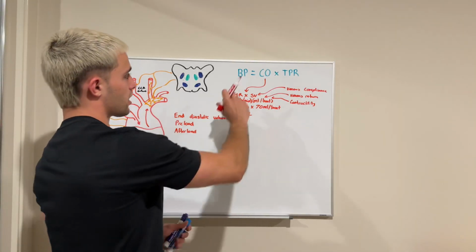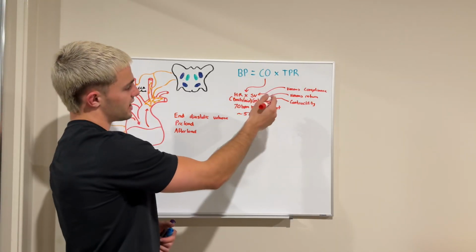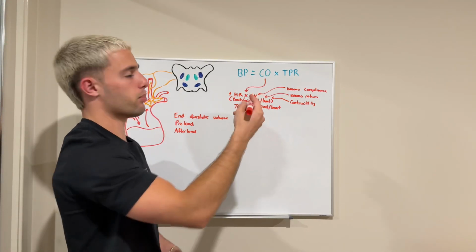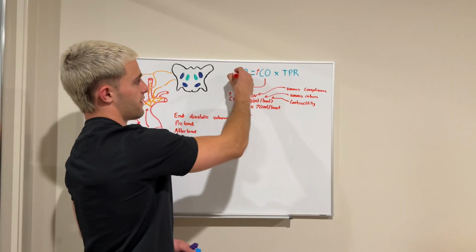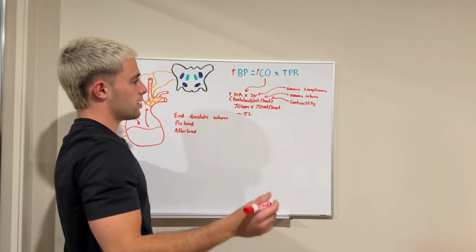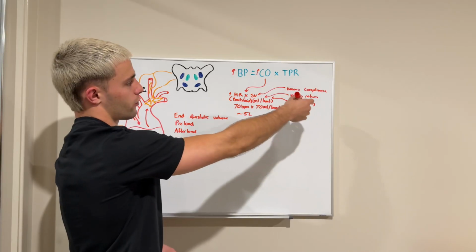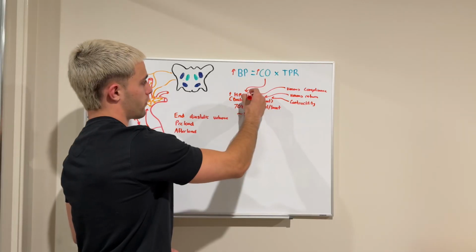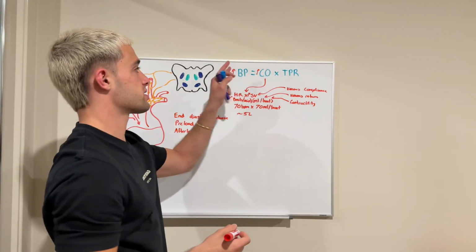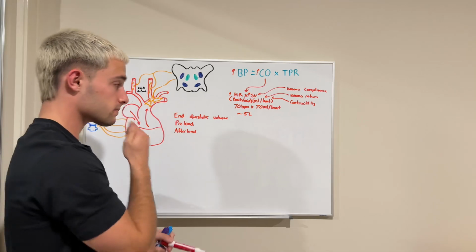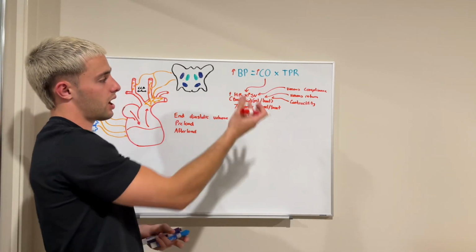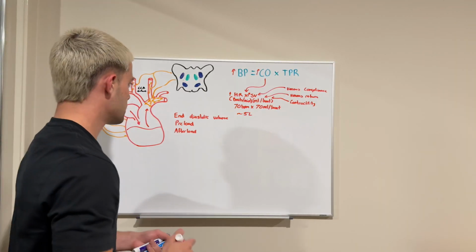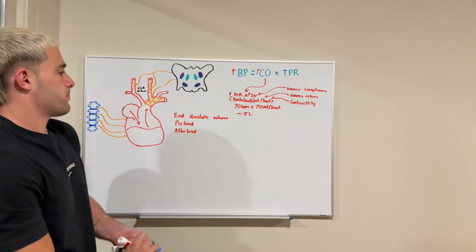Now, if I come back over to the equation again, we're going to see here that if heart rate increases, cardiac output is going to increase, therefore blood pressure is going to increase. The same is true if, for example, venous return increases, contractility increases, therefore stroke volume increases, cardiac output increases, blood pressure is going to increase as well. And it's the same if heart rate decreases, cardiac output decreases, blood pressure decreases. Now that's blood pressure explained.